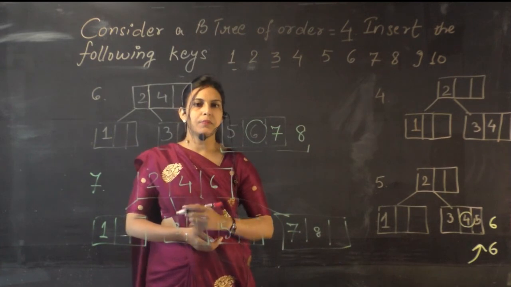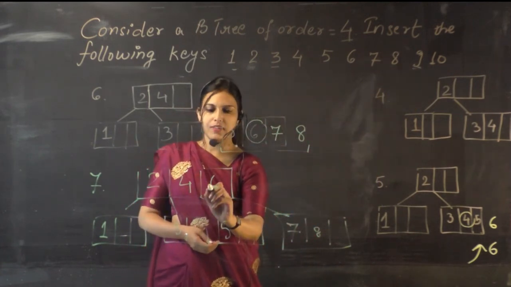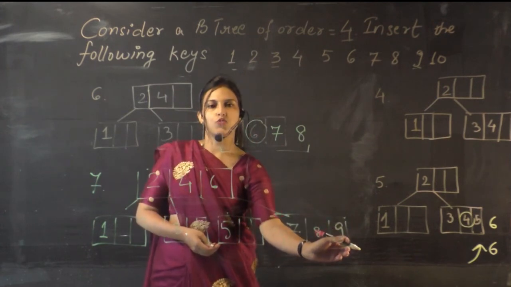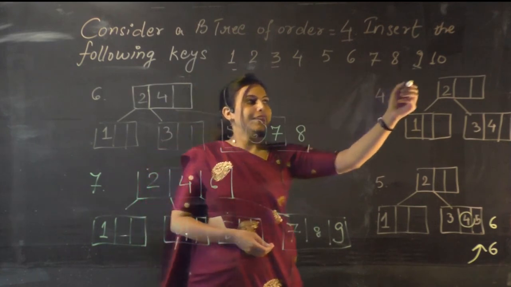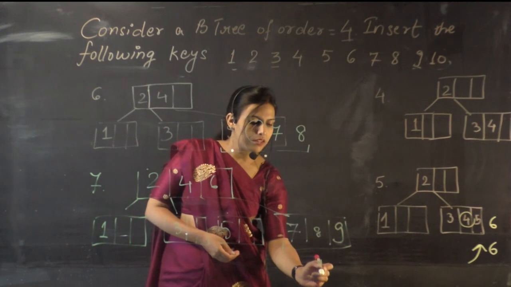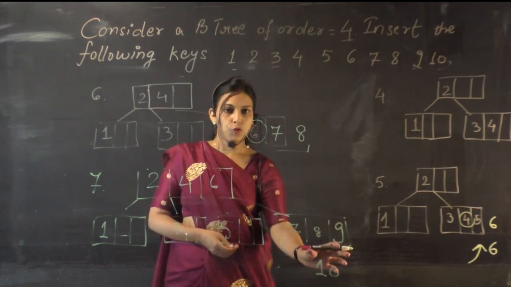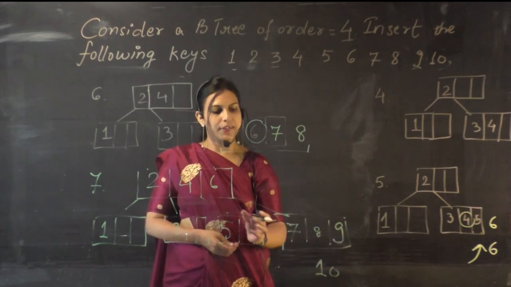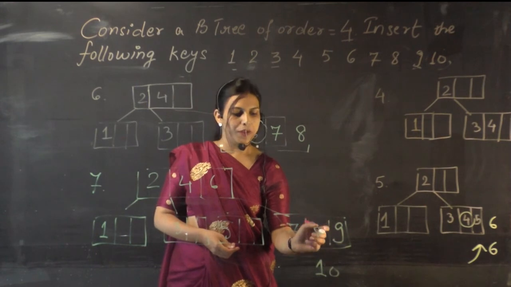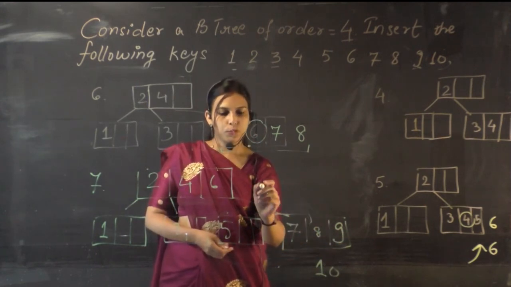Now in the next step, 9 will be inserted in the tree. So 9 is greater than 6. So automatically 9 will be placed at this position. Now at last 10 element will be inserted. So when 10 will be inserted, again at this level the node cannot accommodate 4 key values. So we will find the median for this array: 7, 8, 9, 10. The median value will be 8. So we will move the 8 towards the root position.